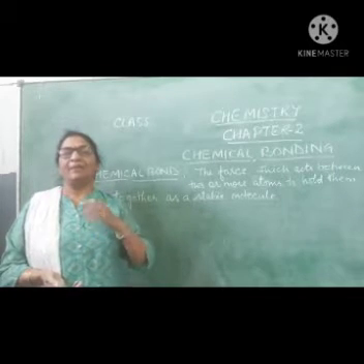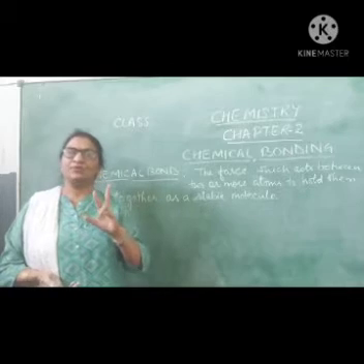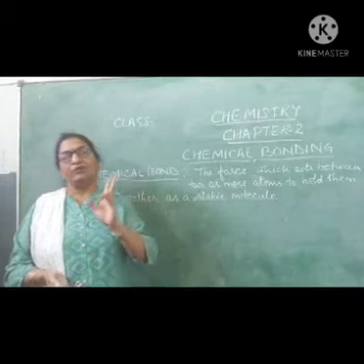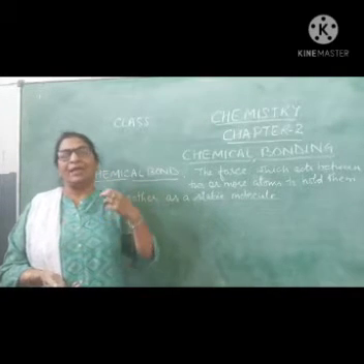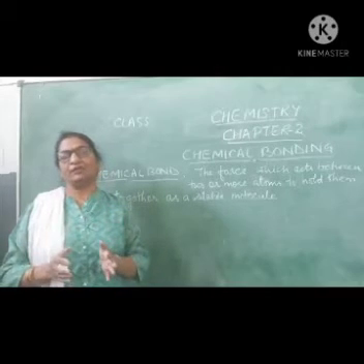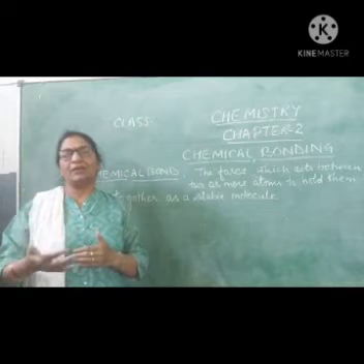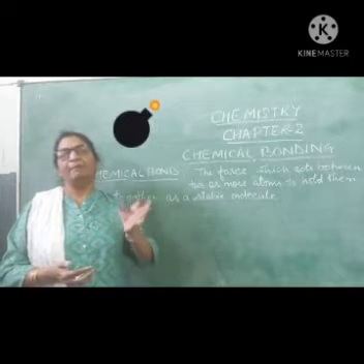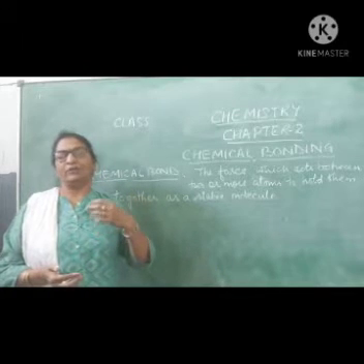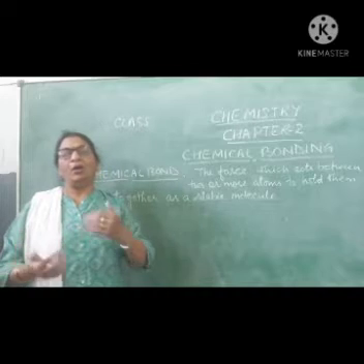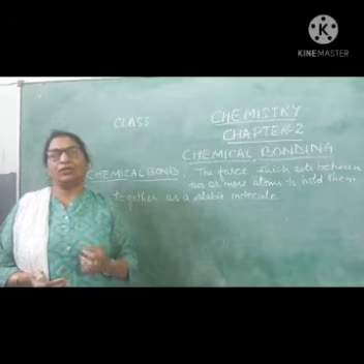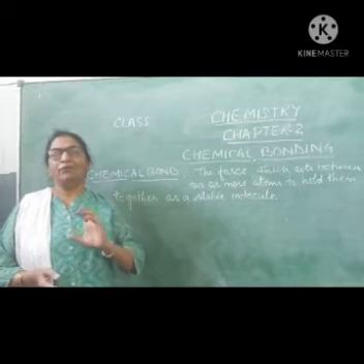There are two types of electronic configuration: stable electronic configuration and unstable electronic configuration. Atoms other than noble gases have an unstable electronic configuration. So to get a stable electronic configuration, they always combine with either the same kind of atom, atoms of the same element, or atoms of another element, right? And then they form a bond.